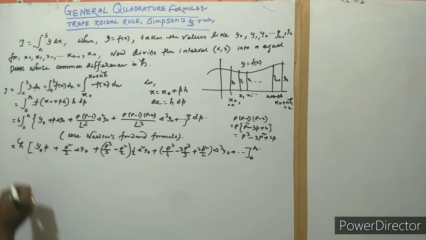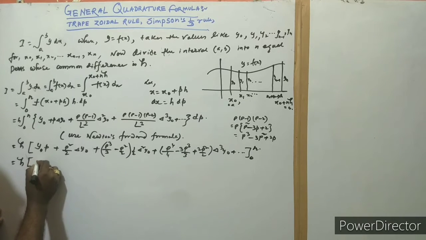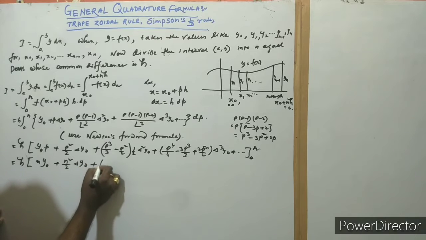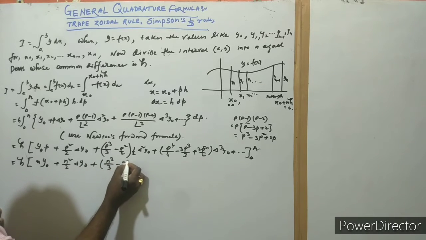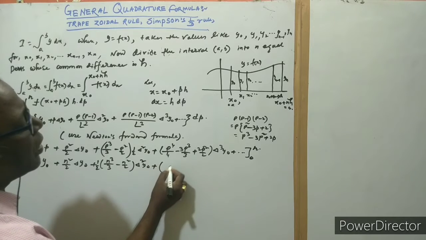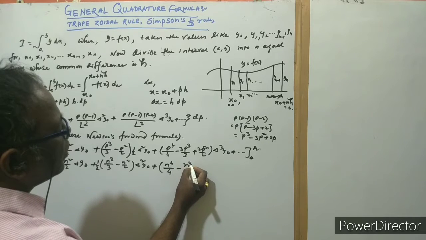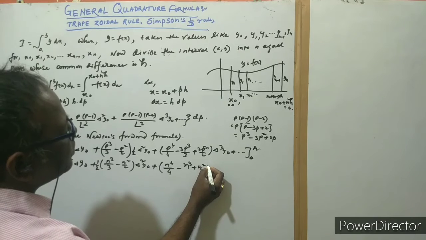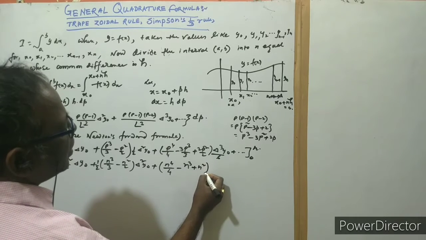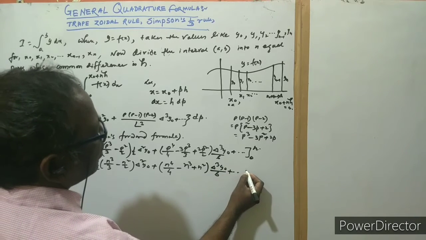After integrating, now put the limit: in place of p we put n. So n y naught, plus n square by 2 del y naught, plus n cube by 3 minus n square by 2, times half del square y naught, plus n to the power 4 by 4 minus n cube plus n square, divided by factorial 3, which means 6, del cube y naught.